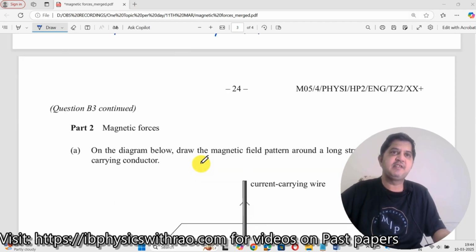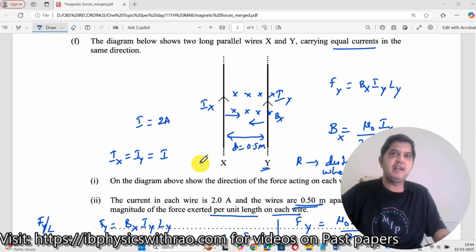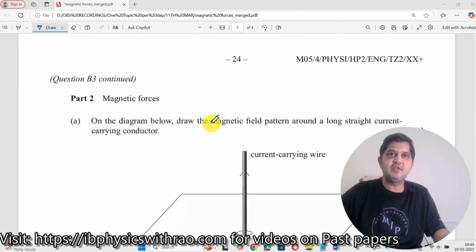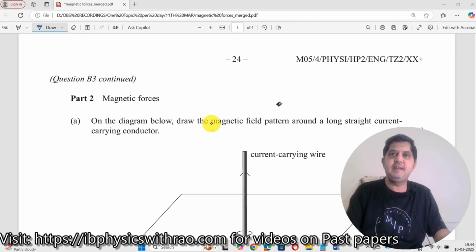And the first question we have seen is how the magnetic force acts when we have two parallel wires and how to calculate the magnetic force. Now let us apply the same thing over here. This question is taken from the 2005 May paper, and let us start with this.